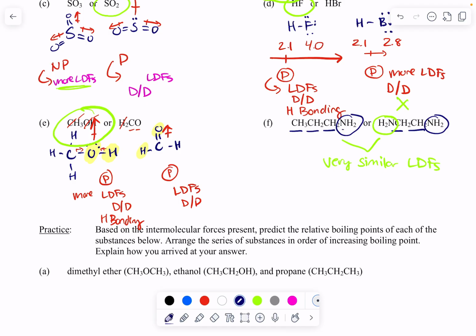They both have hydrogen bonding. We can see that the N is in fact connected to the H, and here the N is connected to the H. However, hopefully you're saying, Mr. Payne, the one on the right has got 2 instances of hydrogen bonding areas. And as a result of that double hydrogen bonding areas, that's going to result in stronger physical properties.